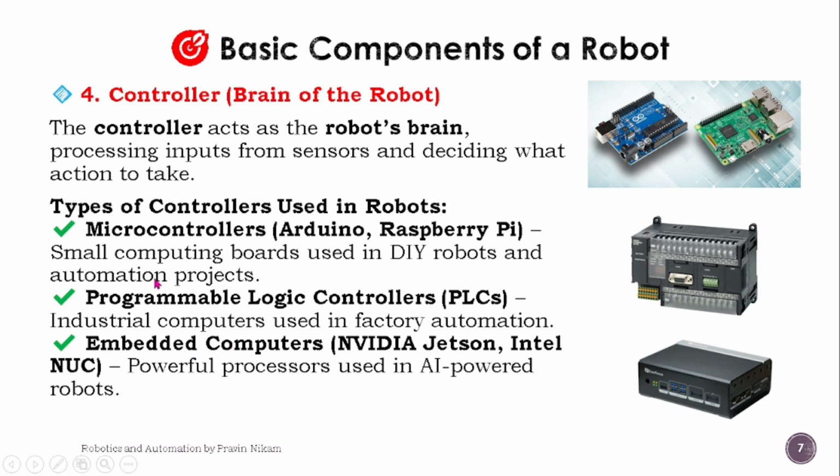Embedded computers, like NVIDIA Jetson and Intel NUC. Powerful processors used in AI powered robots are nothing but embedded computers. In the first image, you can see Arduino Uno, and this is Raspberry Pi. Then this is a PLC, and this is an embedded computer.